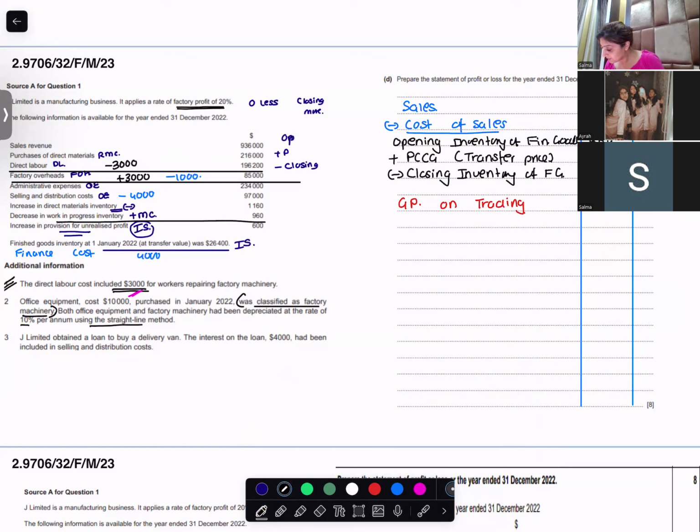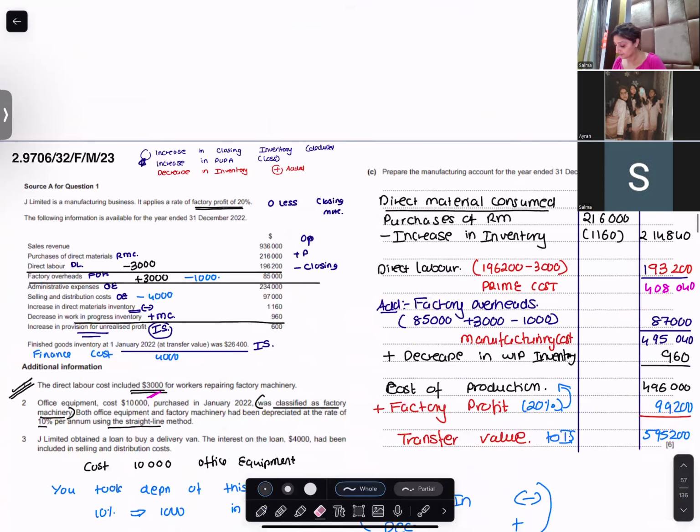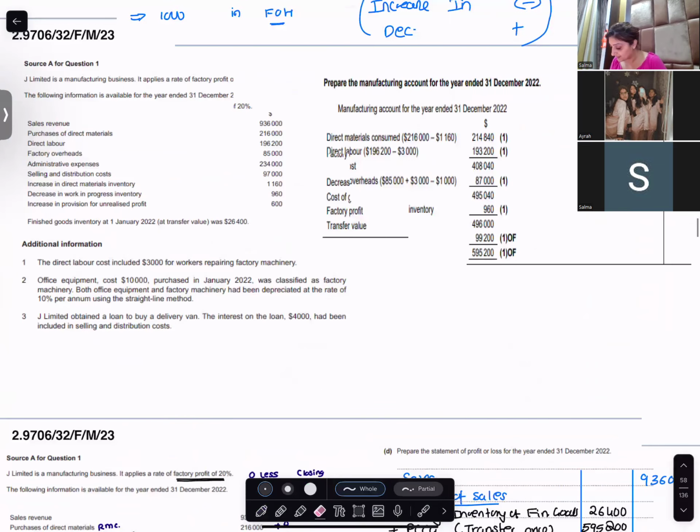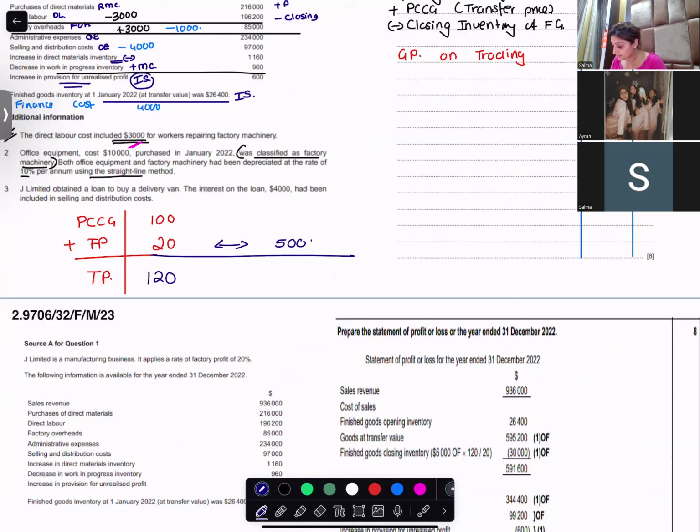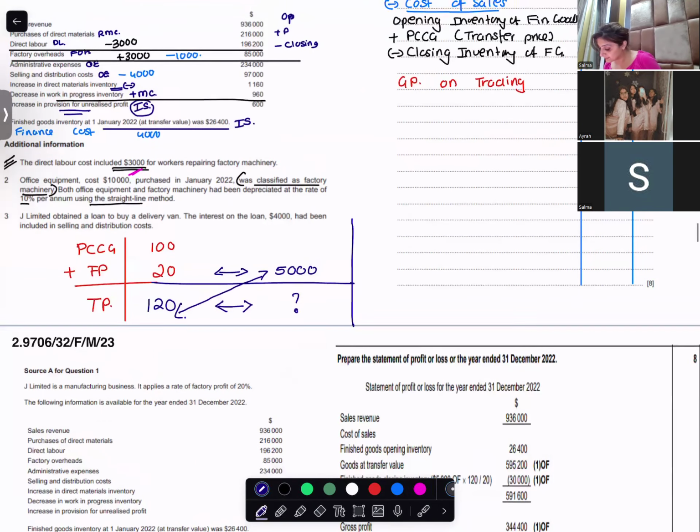If PCCG is 100, factory profit is 20, so transfer price is 120. In the provision for unrealized profit account, the factory profit included in closing inventory was 5,000. So you do 5,000 into 120 upon 20, which is 30,000.